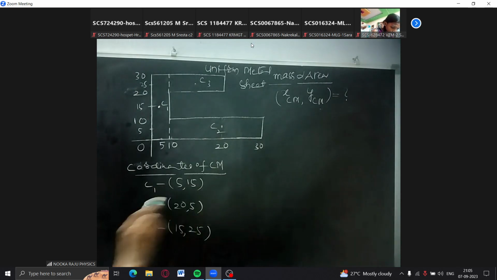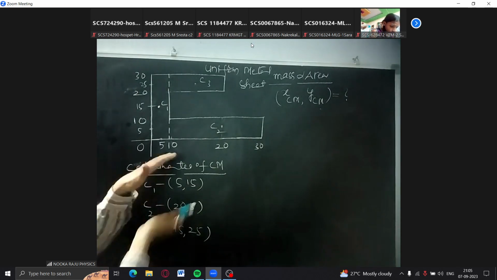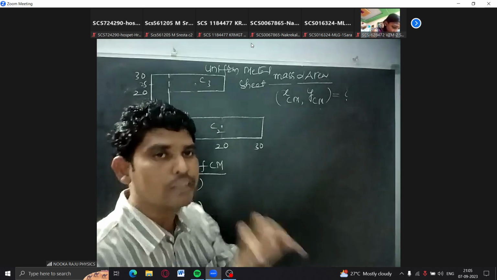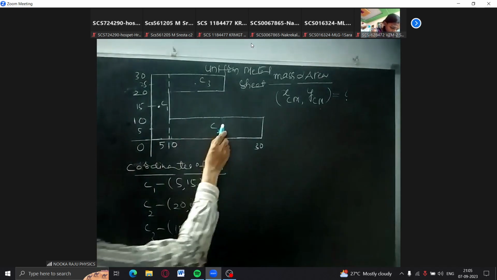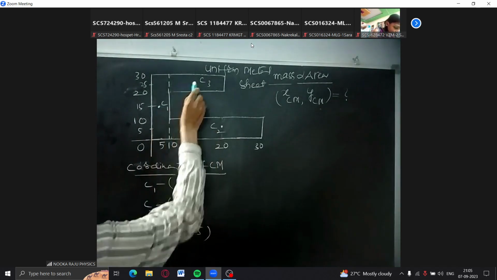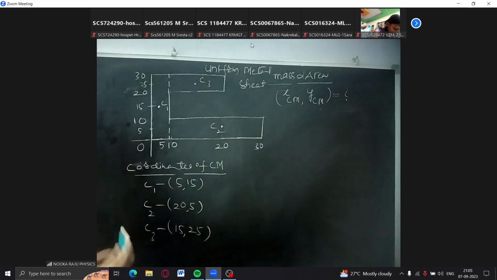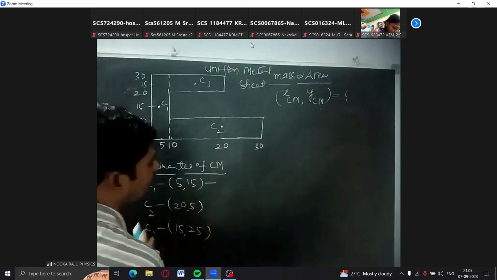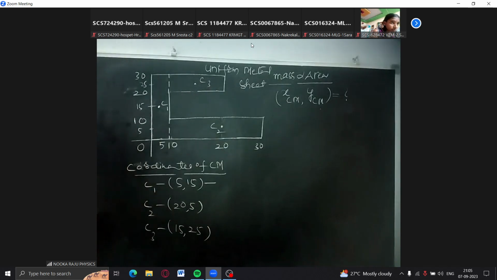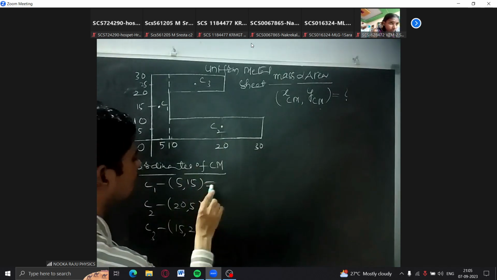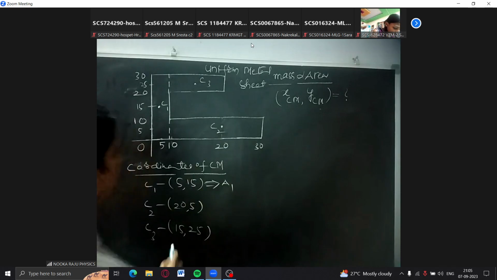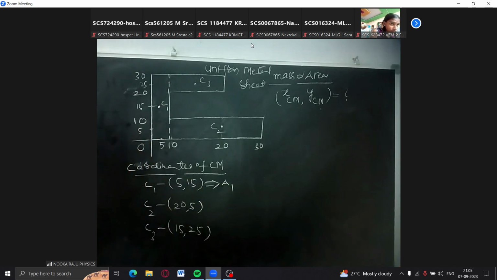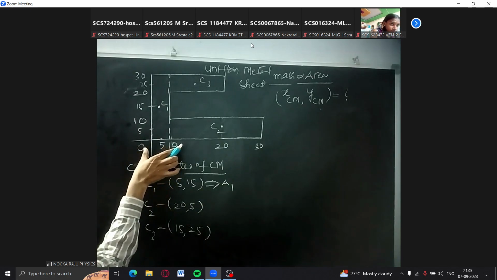20, 5. These are the coordinates of the centers of mass of different systems actually. This is C2, this is C1 and C3. Now I want to consider the area of this one. Area of this one, I consider this as A1.